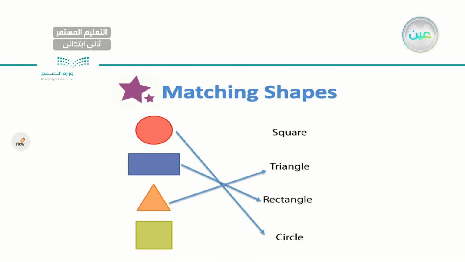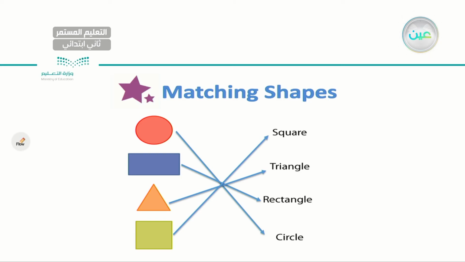Triangle. One more time. Triangle. One last time. Triangle. Very good. And the last shape, I have a square. Square. One more time. Square. One last time. Square. Very good.